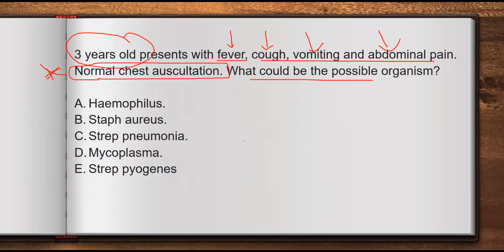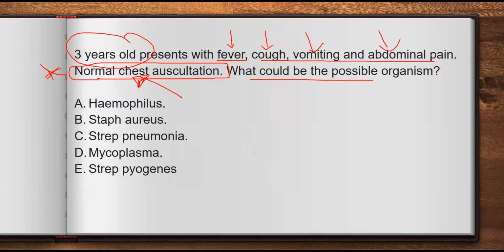Always remember, if a child has features of pneumonia, which is fever and cough, vomiting also can be a feature of pneumonia. Even abdominal pain can be a feature of pneumonia in a child. Now the question is how we know it. The symptoms don't correlate with the chest examination. The chest examination is totally normal, and that's how we know this is most likely a case of atypical pneumonia.